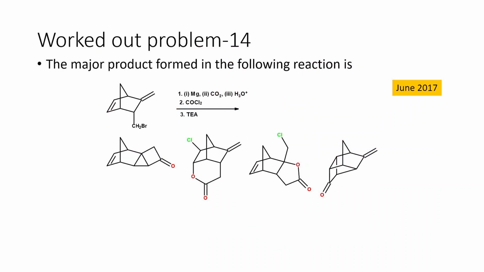And let us move on to the next problem. So here the major product formed in the following reaction is, here we are given a bicyclic ring system containing an exocyclic double bond. The first step is reaction with magnesium, carbon dioxide and an acidic workup. The second step is reaction with COCl2, and the last step is reaction with triethylamine.